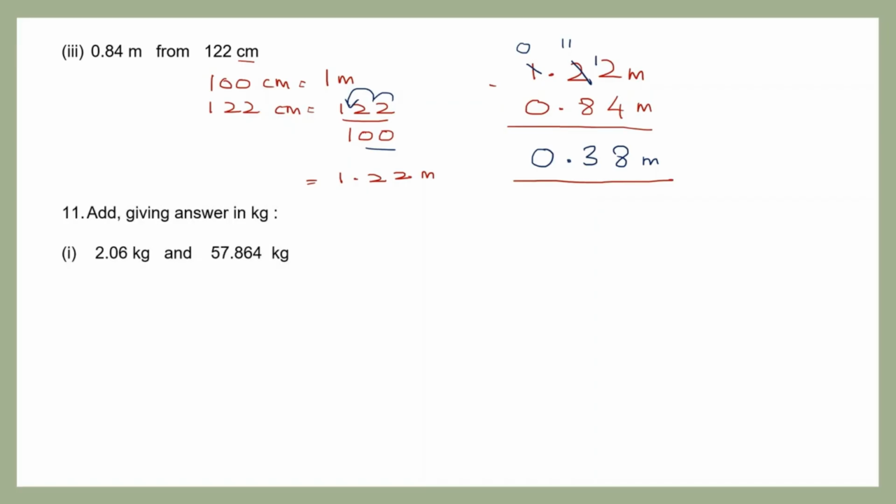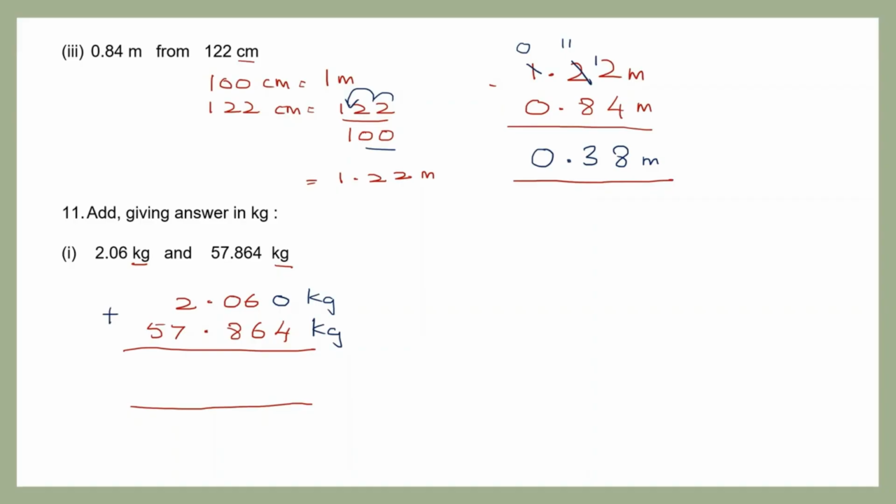Question 11. Add, giving the answer in kilograms. So check if both are in kilograms. Yes, both are in kilograms. We can do direct addition. 2.06 and 57.864. Now first check if they are like decimals. Otherwise add a 0 and write down the unit. Both are kilograms. Now the question is add.